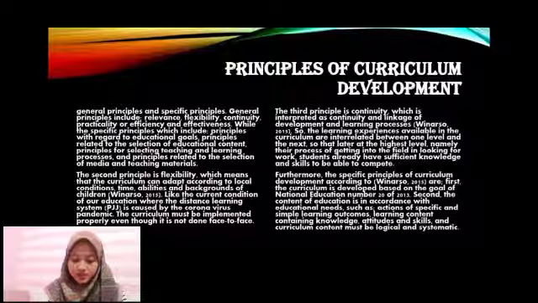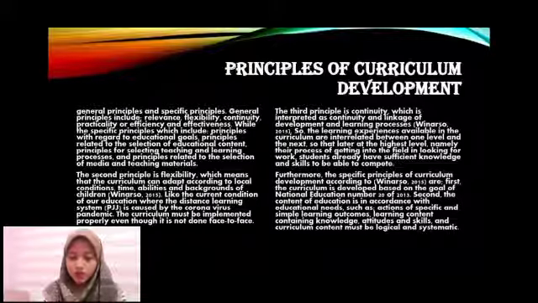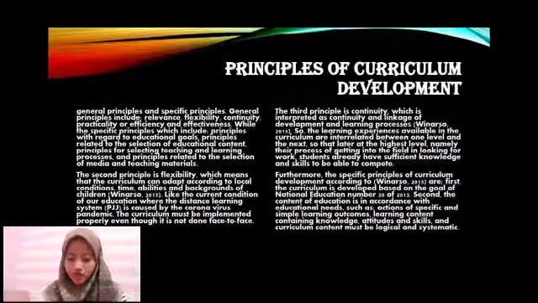The second principle is flexibility, which means that the curriculum can adapt according to local conditions, time, abilities, and backgrounds of children. Winarso 2015. Like the current condition of our education, where the distance learning system is caused by the coronavirus pandemic. The curriculum must be implemented properly even though it is not done face to face.